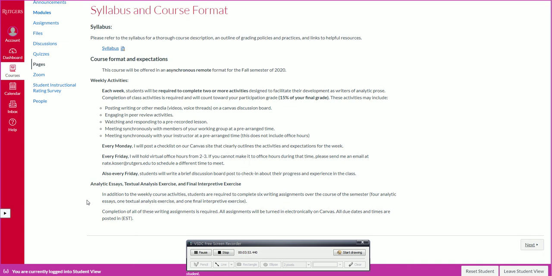In addition to the weekly course activities, you're required to complete 6 writing assignments over the course of the semester. And completing these is required. You turn them in on Canvas. The due dates and times are in Eastern Standard Time.